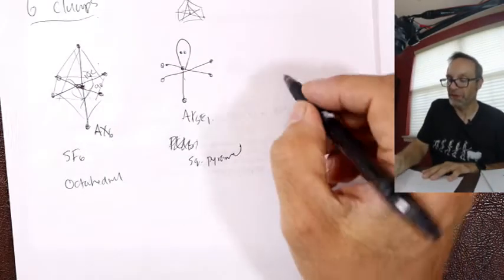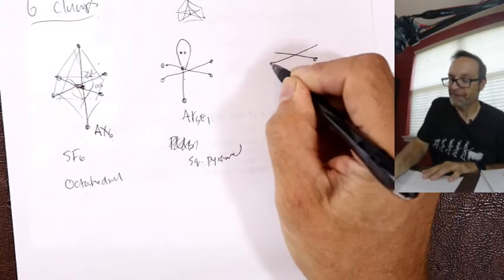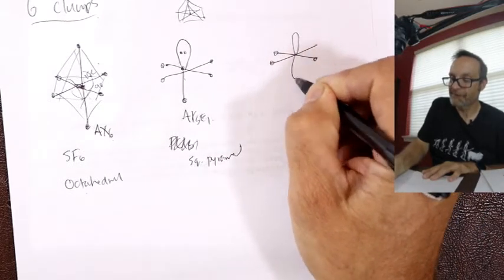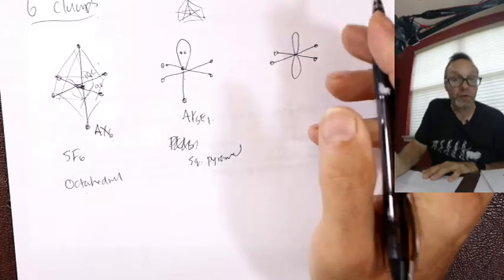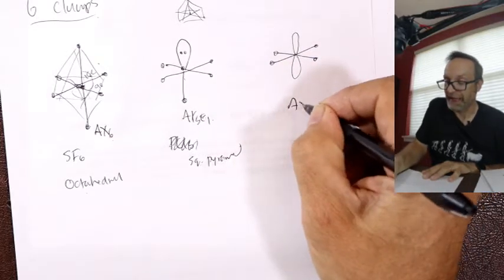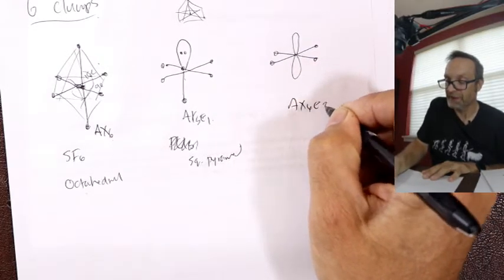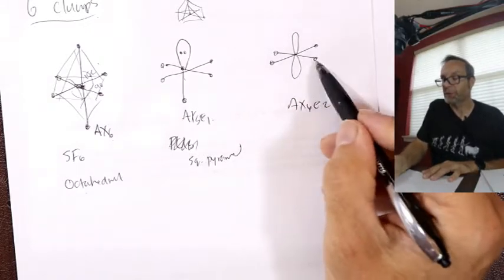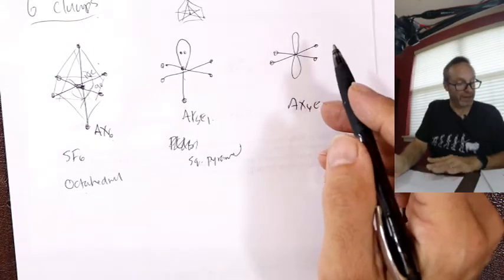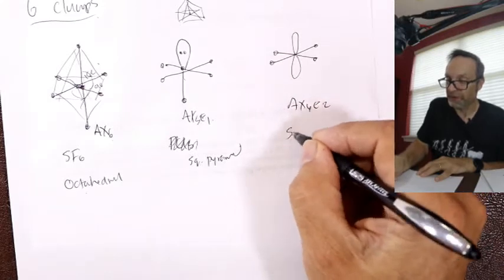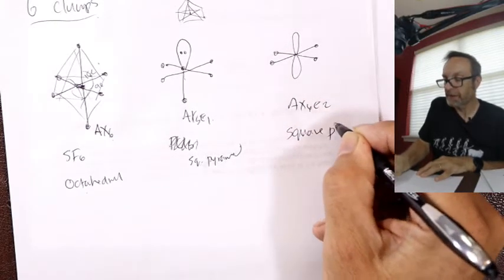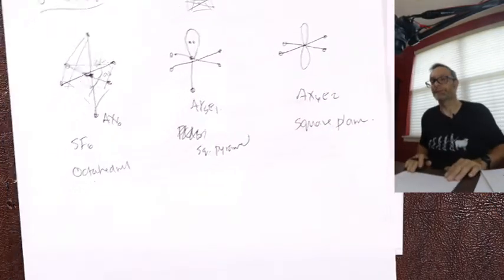I can take out the bottom, all right, and I get, might be XeF4. We did that one before, right? That's an AX4E2. That is a square, flat square, right? So it's a planar square. So square planar. Square planar. All right.